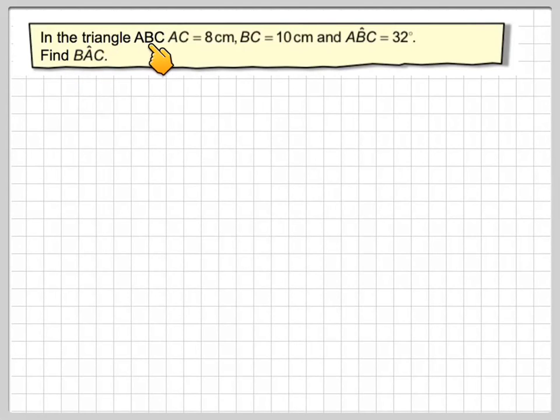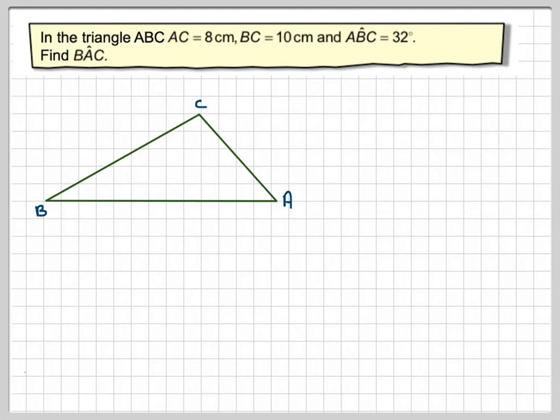In triangle ABC, AC is 8 centimeters, BC is 10 centimeters, and angle ABC is 32 degrees. Find angle BAC. Now, in order to do this question, first of all, you need to draw a non-right angle triangle. We don't know if it's right angled or not, and then fill in the information.